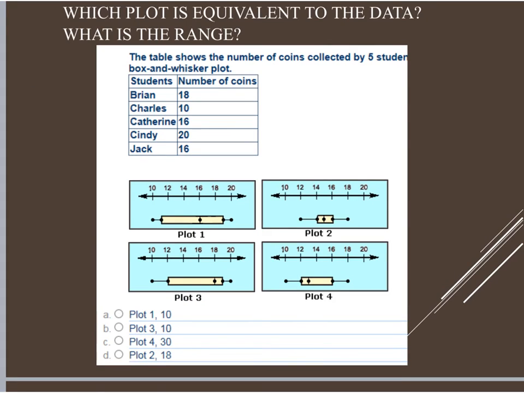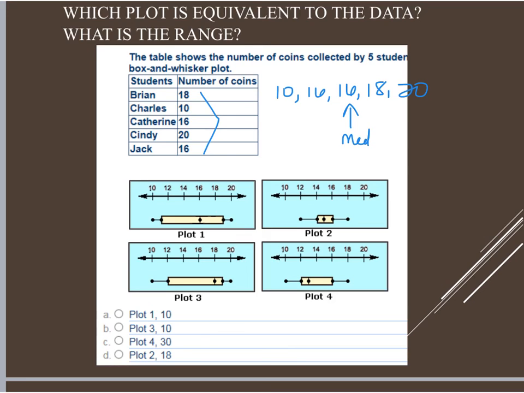Now for this box and whisker plot, it says the table shows the number of coins collected by 5 students, and we're given 4 different plots. So to figure out which one could be a possibility, I'm going to arrange my data, which is right here, in order from least to greatest, just to start out by finding the median, because I can see that I have different medians in these graphs. If I order them from least to greatest, I have 10, 16, 16, 18, and 20. And I can see that 16 is going to be my median.